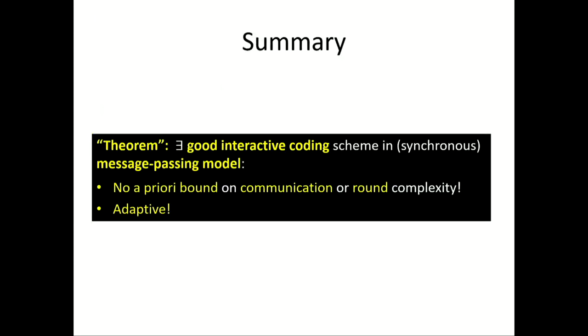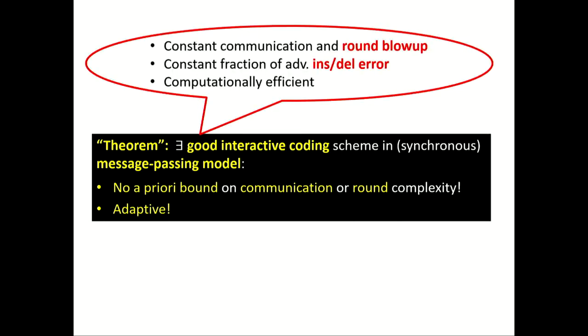So let me just summarize. Our result: we give a good interactive coding scheme in the synchronous message passing model. We do not assume any a priori bound on the communication complexity. And by good, we mean not only constant overhead in communication, but also in rounds. And we are able to be resilient to insertion and deletion errors. Okay, thank you.